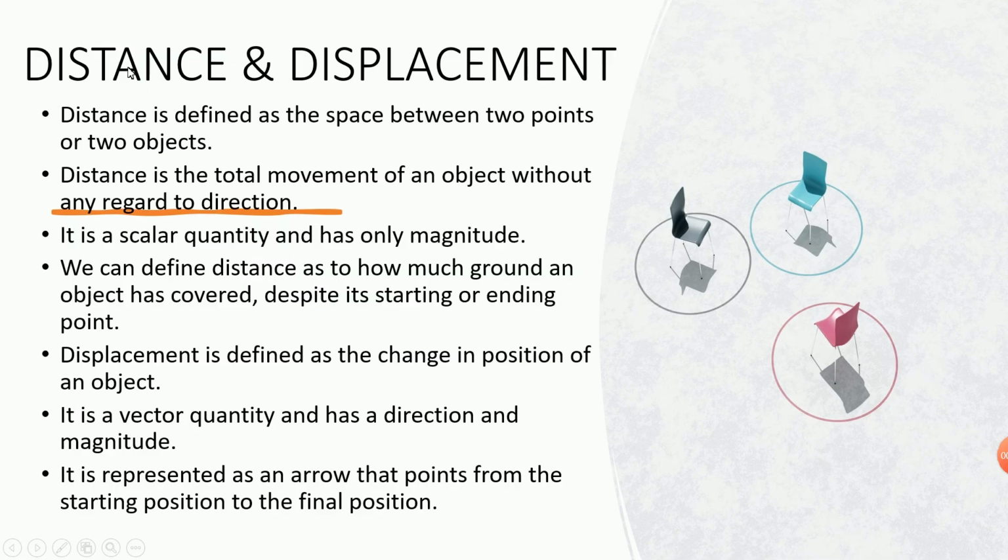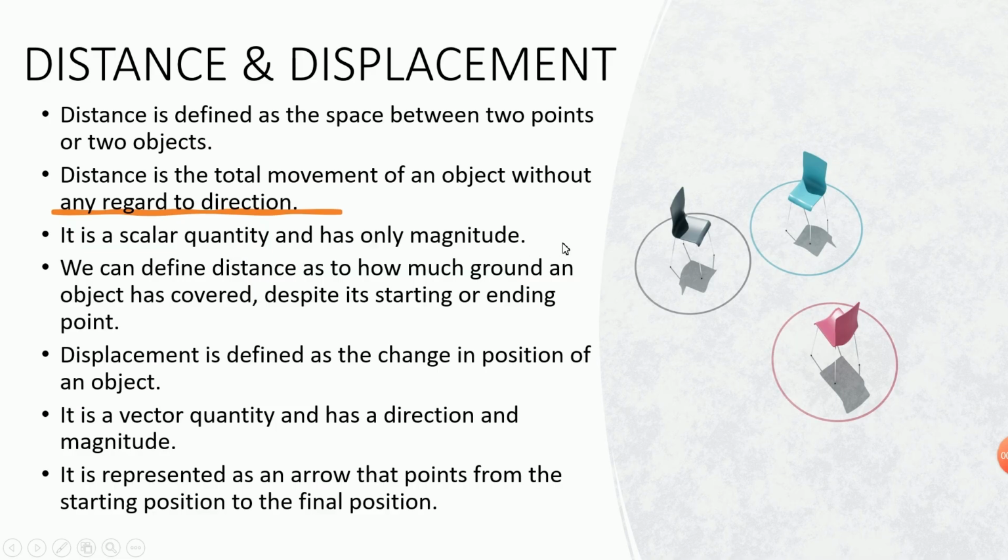So first thing, distance. What is distance? Distance is defined as the space between 2 points or 2 objects. There are 2 points, like see here the orange line. If there is a point here and a point here, the distance between these 2 points is known as distance. So distance is the total movement of an object without any regard to the direction. Here no direction is involved, because of that it is known as a scalar quantity, and has only magnitude.